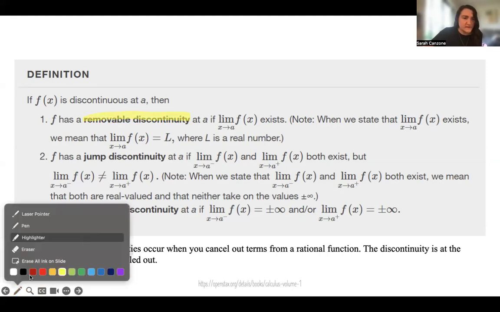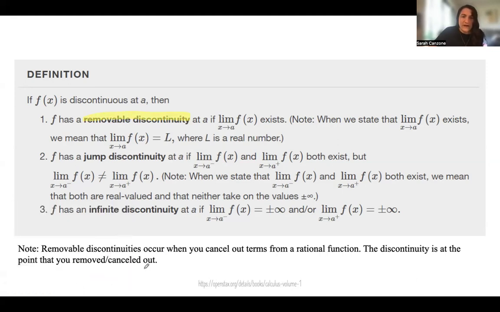I don't think that this actually says. Oh, I did write it down here. A removable discontinuity occurs when you cancel out terms from a rational function. So I'll put a little star here. Anytime you have a function that is a polynomial over a polynomial, kind of like what I mentioned earlier, if we could cancel out terms, then we would have a removable discontinuity. What that would look like in the graph would actually just be a hole. So if you were drawing this function, you would just draw a little hole at whatever point you canceled out from your function.